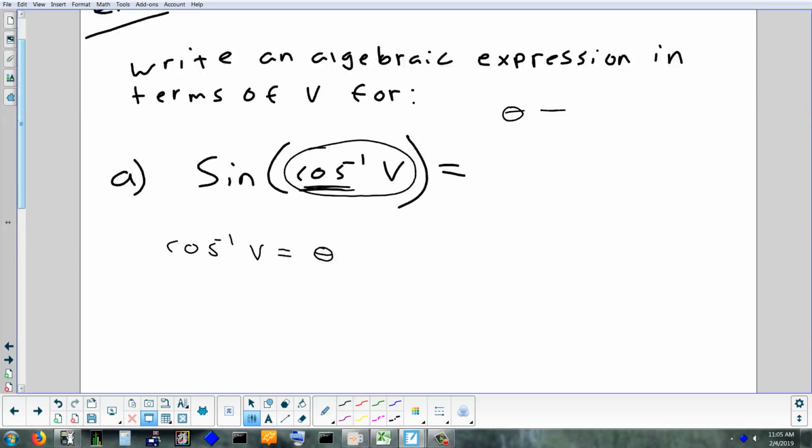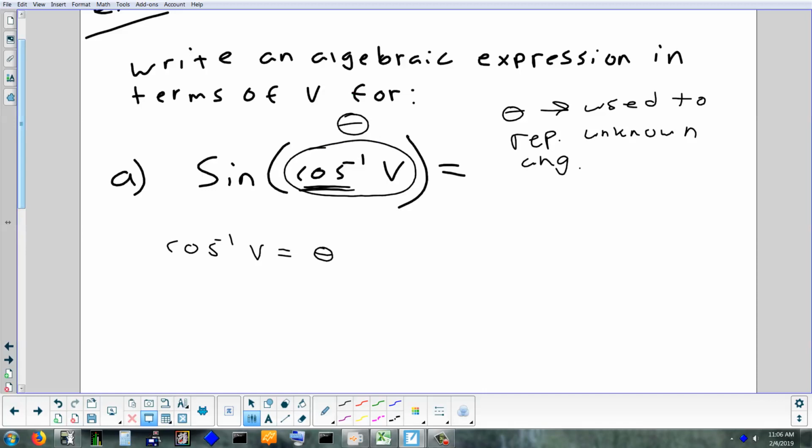Okay. So theta is used to represent an unknown angle. That's what it's used for. All right, so basically, this whole thing I circled, I'm calling it theta. So when I'm done, the goal of this problem is to find the sine of theta. That's what we're doing, where theta is inverse cosine of v. I'm just shortening inverse cosine of v to one thing.